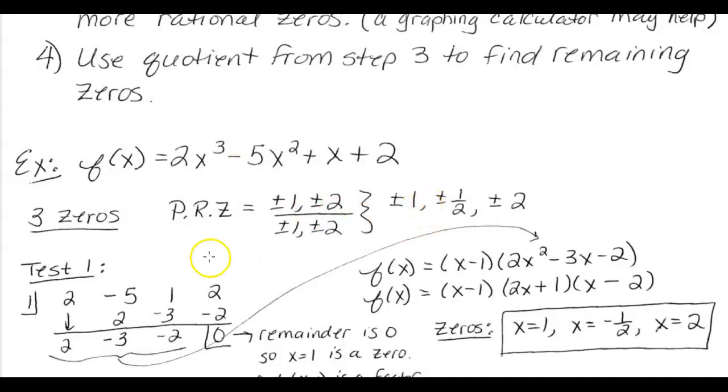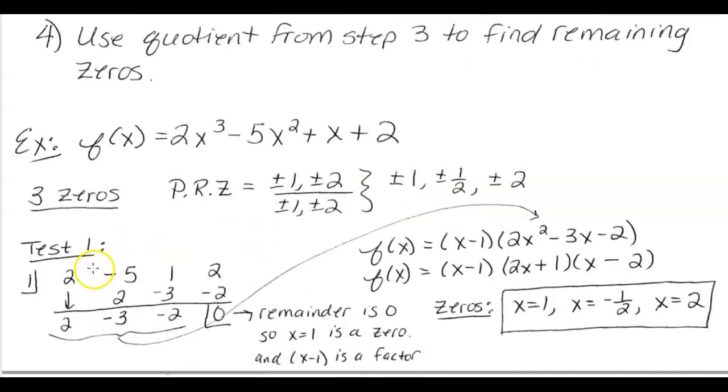So I would start with my list. I'm going to test the first number in my list, which is 1. I'm going to put a 1 out here, line up the coefficients of my polynomial, and do synthetic division. I drop down the 2, multiply, it's a 2, and it goes here, add, it's a negative 3. Multiply, negative 3, add, it's a negative 2, multiply, negative 2, and add, it's a 0.